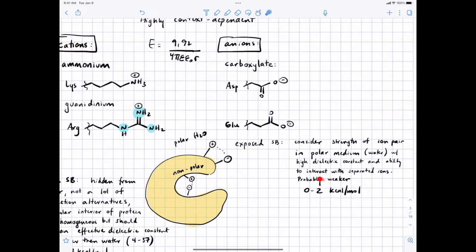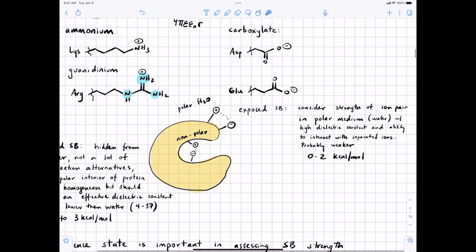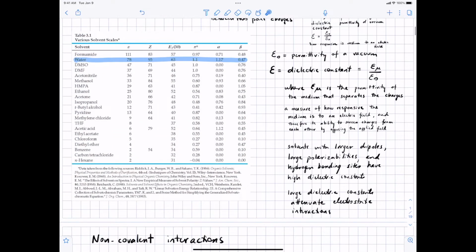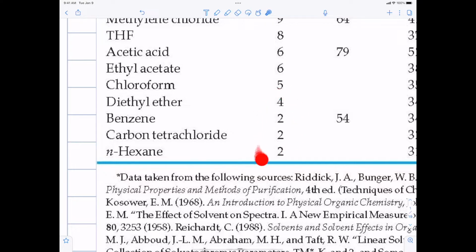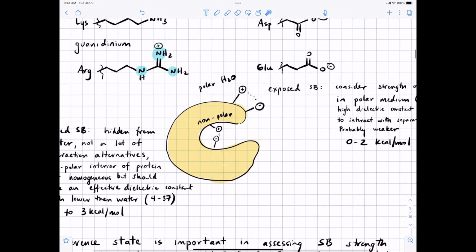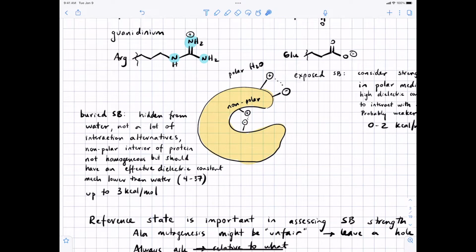You can do various experiments, and we'll talk about them in just a second, and it's about 0 to 2 kilocalories per mole, and usually pretty weak. However, if you're in the nonpolar interior of a protein, the dielectric constant starts to go down. You become much closer to a vacuum. And you can see that if we just look here. Remember, the nonpolarist environments, hexane, benzene, have substantially lower dielectric constants than water. And so you would predict that the interaction energy between two charges in a protein interior is much stronger, and experiments verify this.